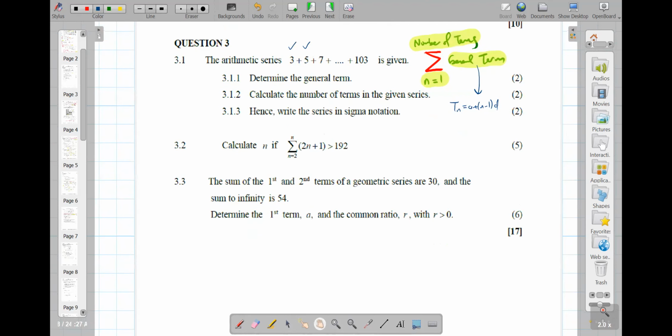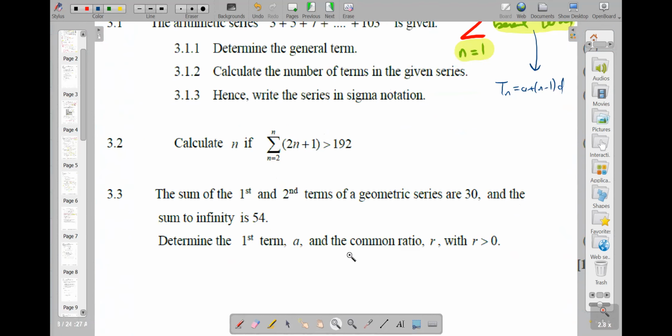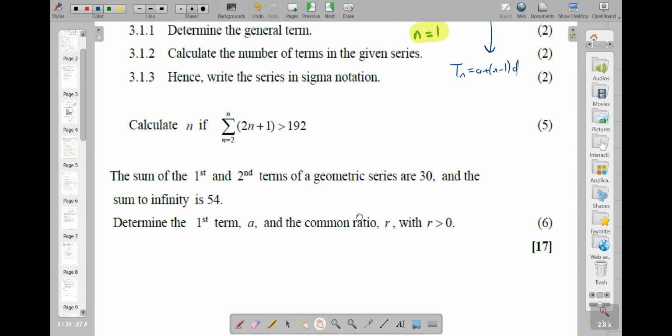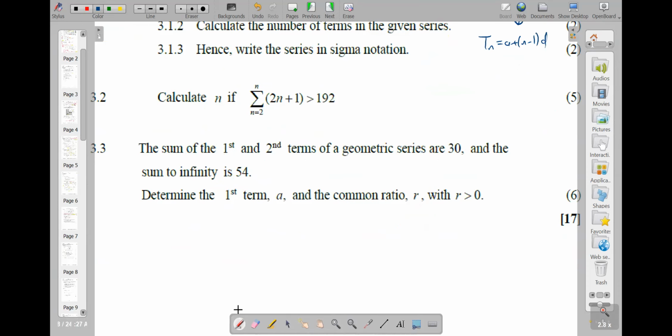3.2, calculate n whenever this sigma sum reaches more than 192. It's like an inequality question. And that's a bit of a problem because we don't know how many terms there are. So what should we do? As a general idea, write the first 3 terms of this thing. We don't know how many terms, but we can write the first 3 terms.